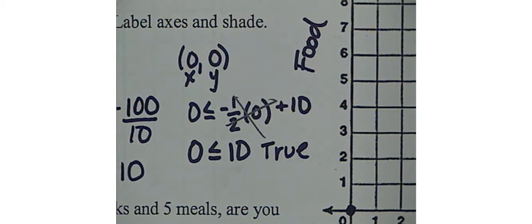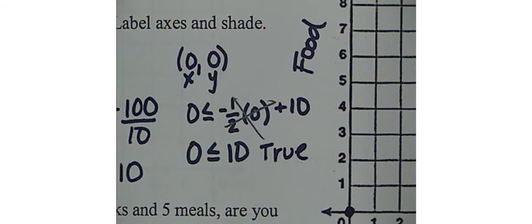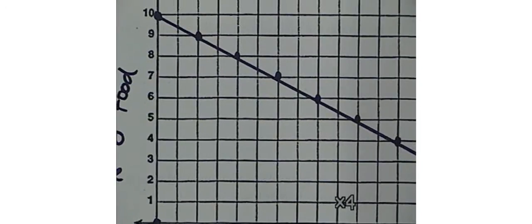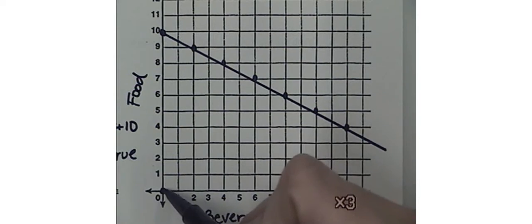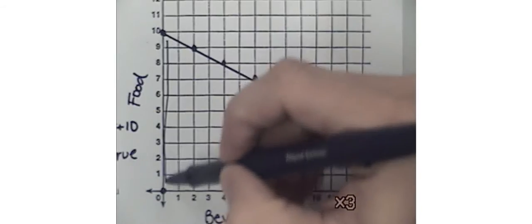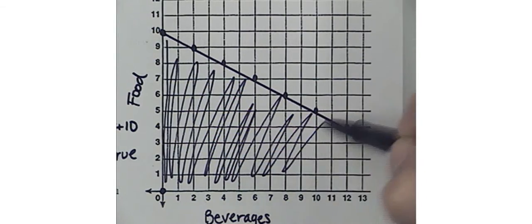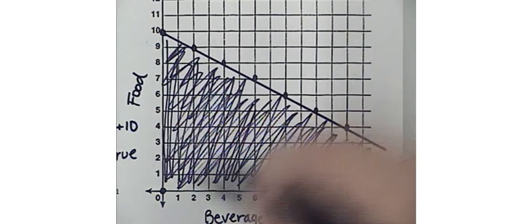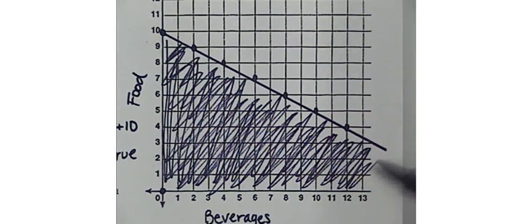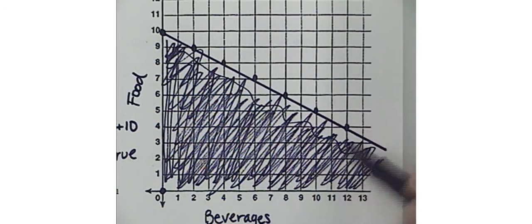So we shade to include 0, 0. We shade towards 0, 0. So on my graph, 0, 0 is right here, so I'm shading below my line to include 0, 0. So this represents all the possible drinks and food options that I can buy and stay within my budget.